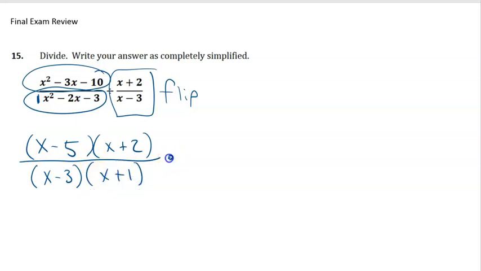Remember, we're supposed to flip our second fraction. Hold on. Sorry about the disruption, but I'm back. Okay, so I've got to flip this x plus 2 over x minus 3. Now the x minus 3 is going to be in the numerator, and the x plus 2 is going to be in the denominator. And we start canceling.